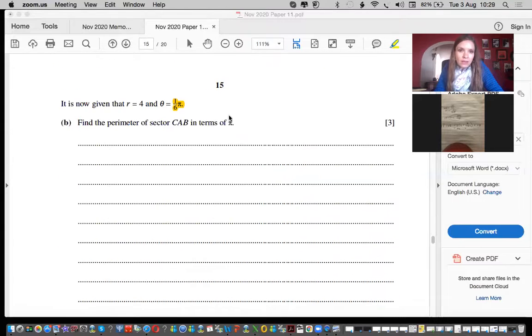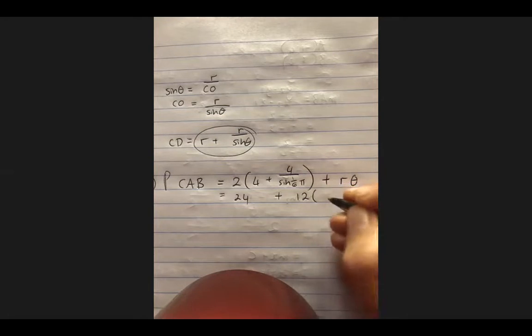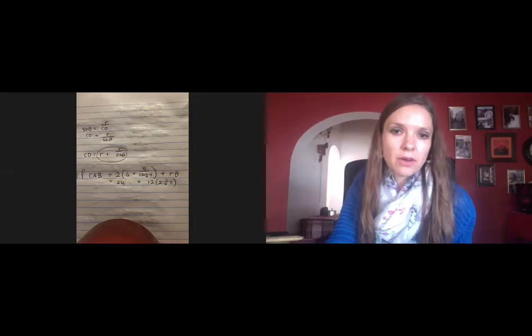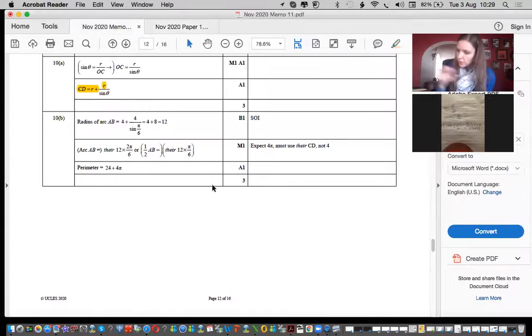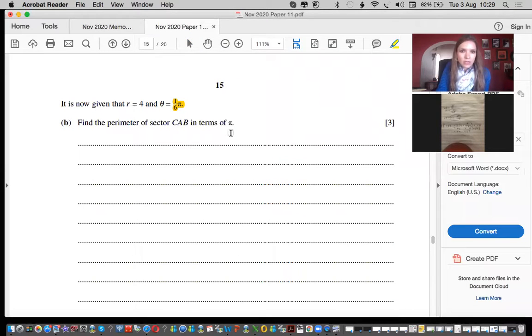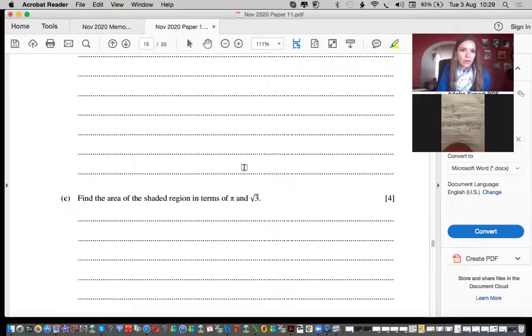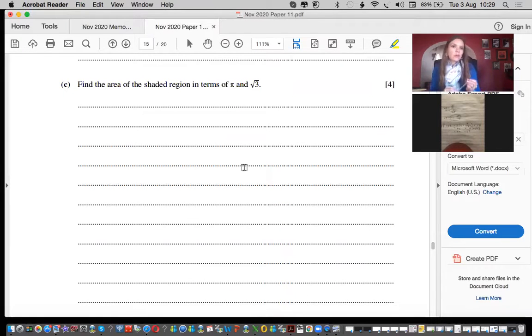So they gave me that. It was 6 pi. So have a look at what I use here. For my R, I use 12. And for my theta, I use 2 6 pi's. And now I can use the memo a little bit if I'm feeling lazy. Yeah, 24 plus 4 pi. That is called exact value. We didn't round off. We are just keeping it in terms of pi. Perfect. And then they ask for the area of the shaded region.